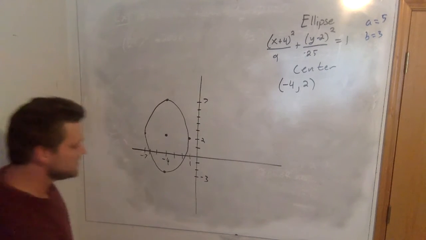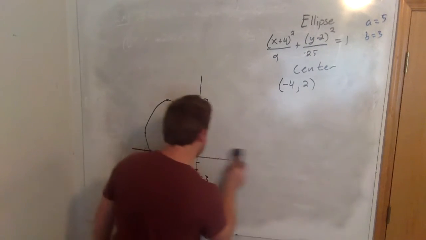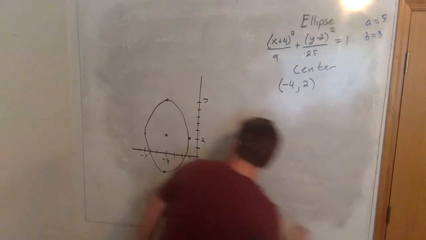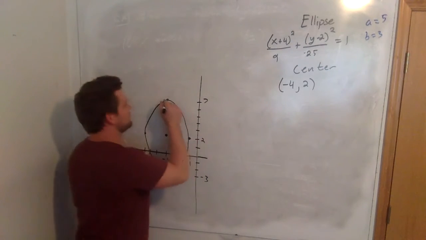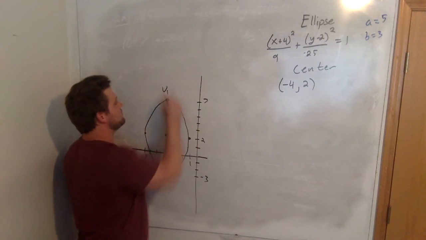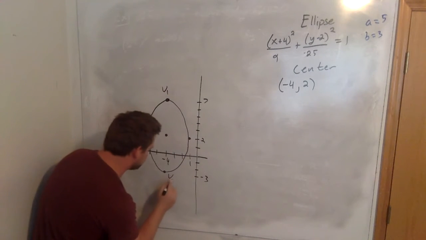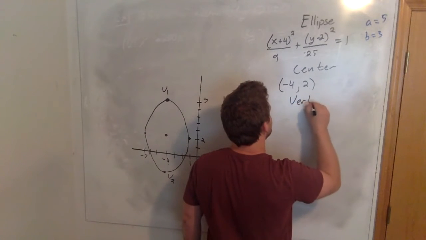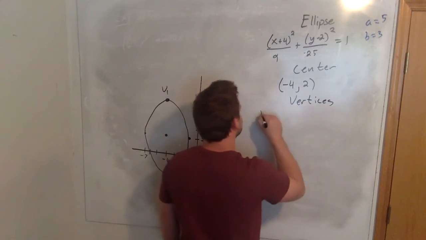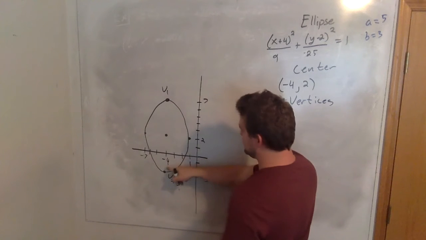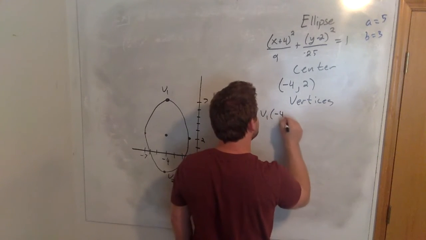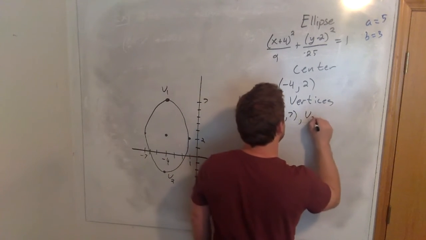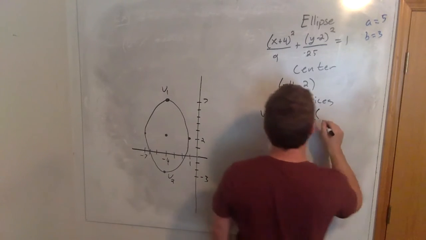Okay, let's see, what could they ask us? They could ask us for the vertices. So here's one vertex. We'll call this one V1. Let's call this one here V2. So the vertices: V1 will have coordinates -4, 7. And V2, -4, -3.